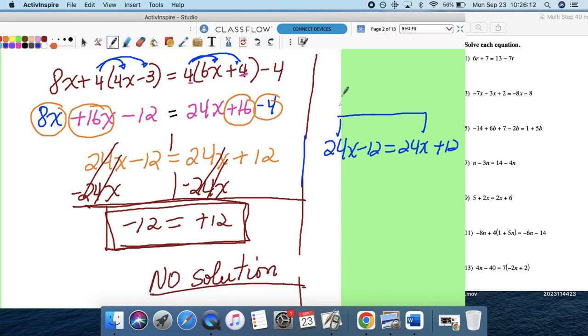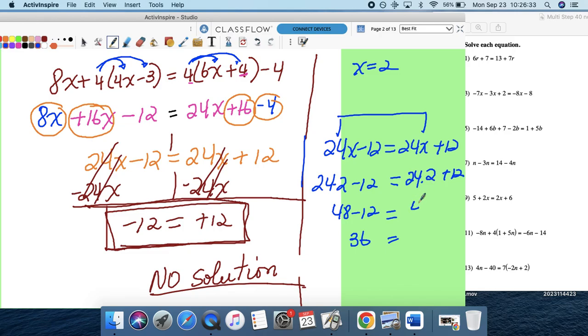Let's just try one. Let's say x was 2. If x was 2, we get 24 times 2 minus 12. 24 times 2 is 48. Minus 12, we would get 36. Let's check the right side. The right side starts the same way, 24 times x, which is 24 times 2. But instead of subtracting 12, we're adding 12. So here we get 48, and then plus 12, we get 60.